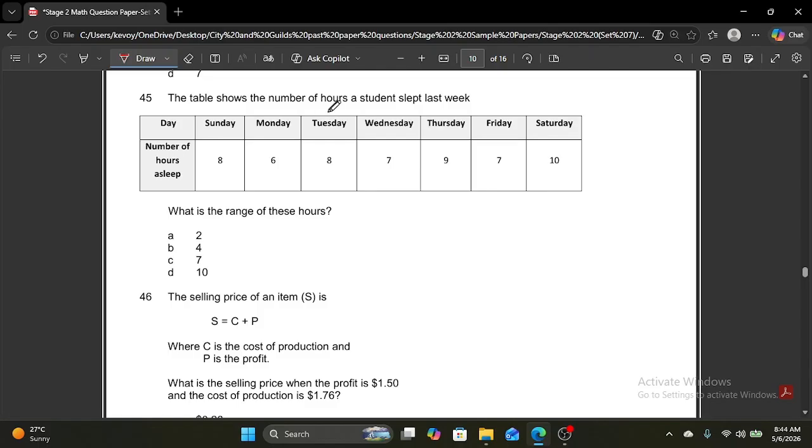The table shows the hours a student slept last week. What is the range? The range is found by taking the smallest number and subtracting it from the largest number. The largest number is 10. The smallest number is 6. 10 minus 6 is equal to 4. So the range is 4. Alright, moving along.